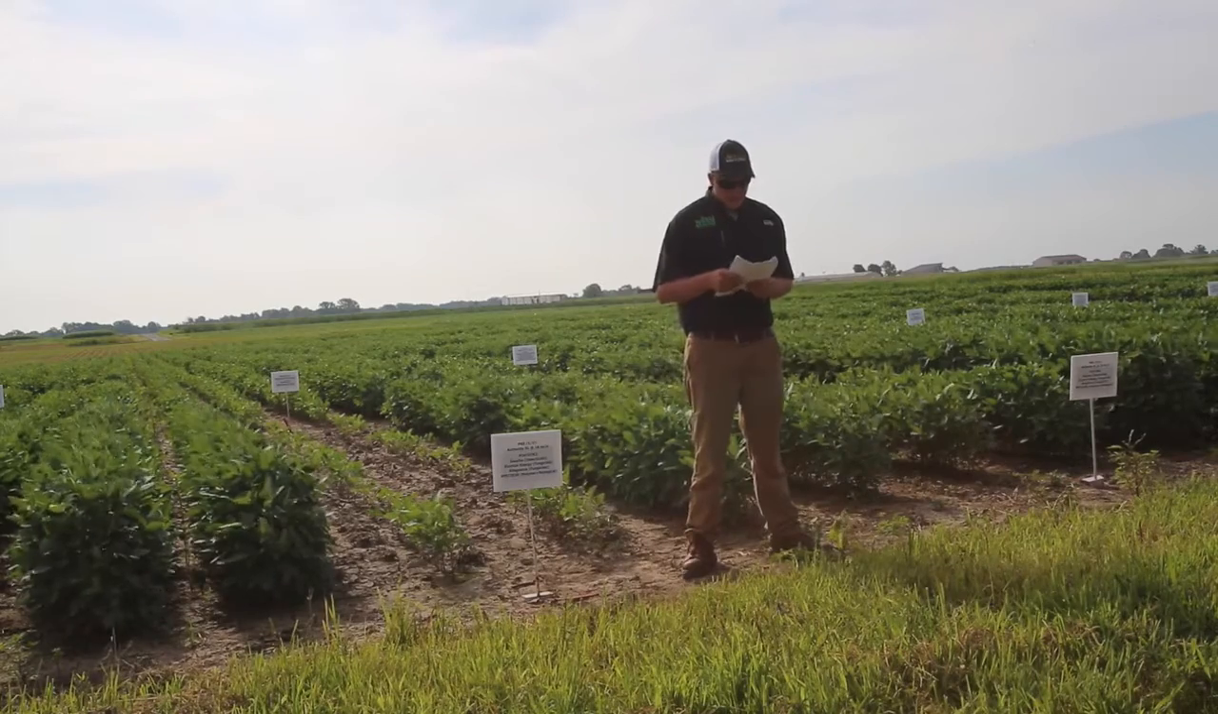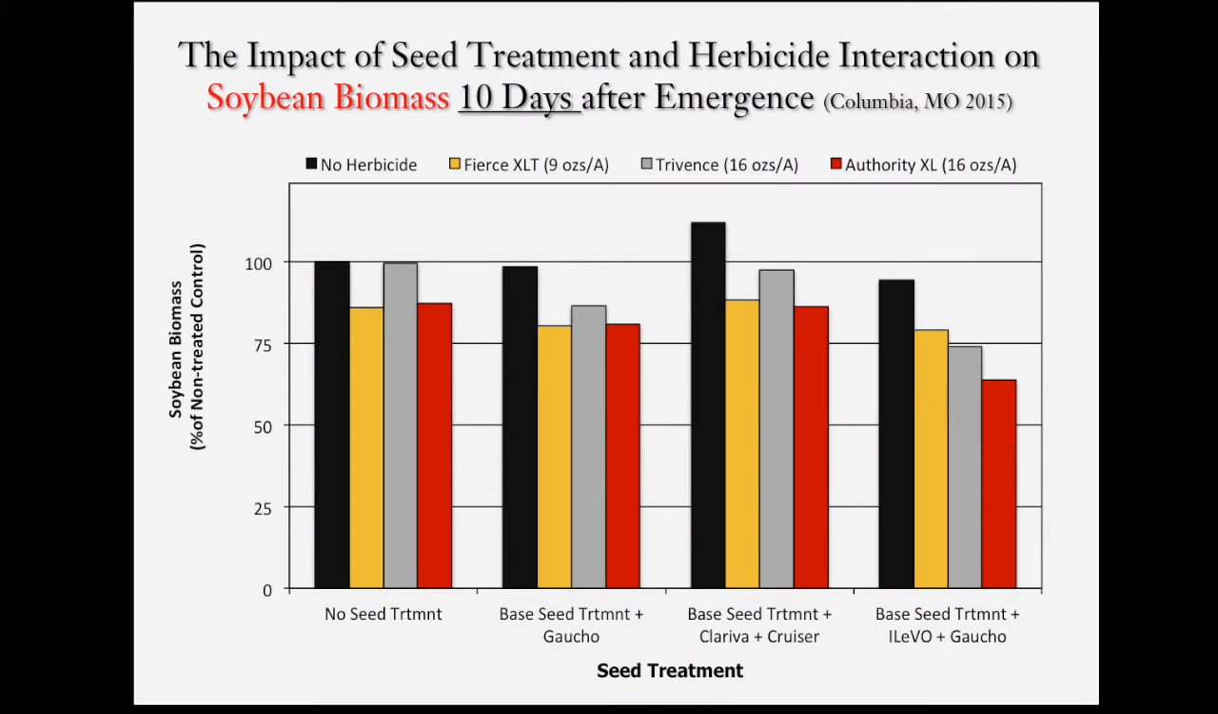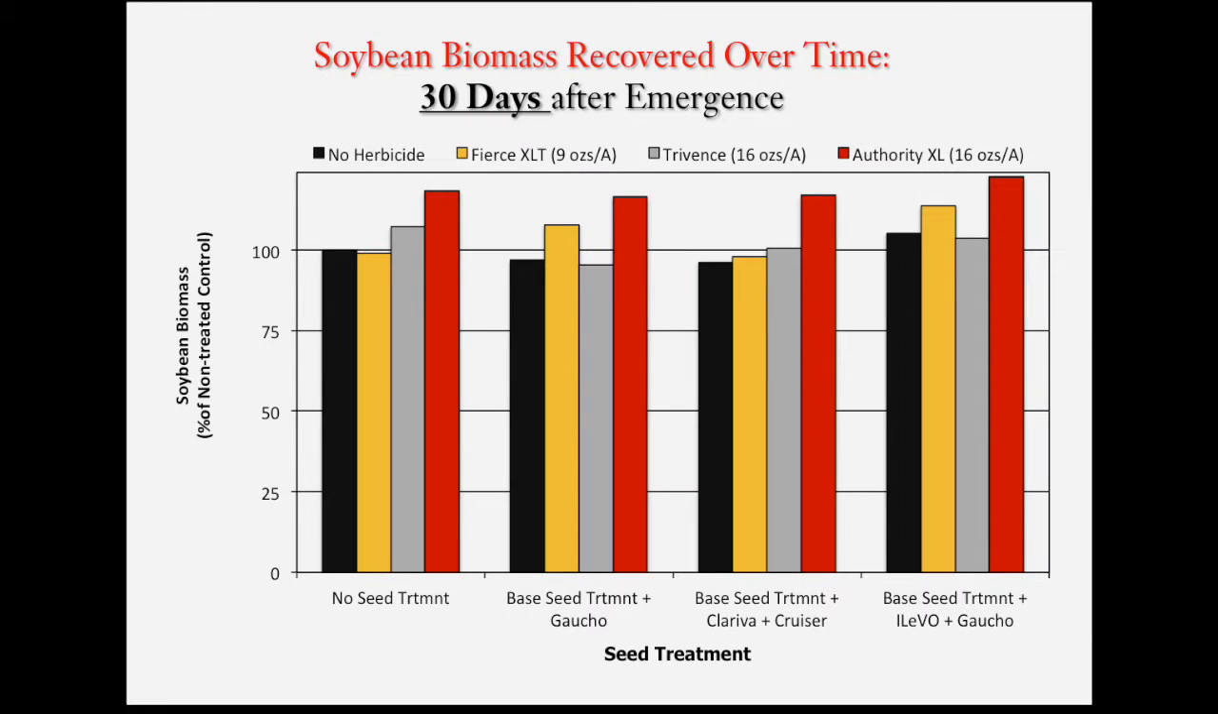And on page 6, the soybean biomass. As you can tell, there's injury across every seed treatment. But if you look on the far right, the Olivo and Authority XL, the red, it had the largest percentage of biomass reduction. We took those measurements of the first graph 10 days after emergence, and the bottom graph is 30 days after emergence. So you can tell on the bottom graph that they all had a very good recovery, even some over 100%.